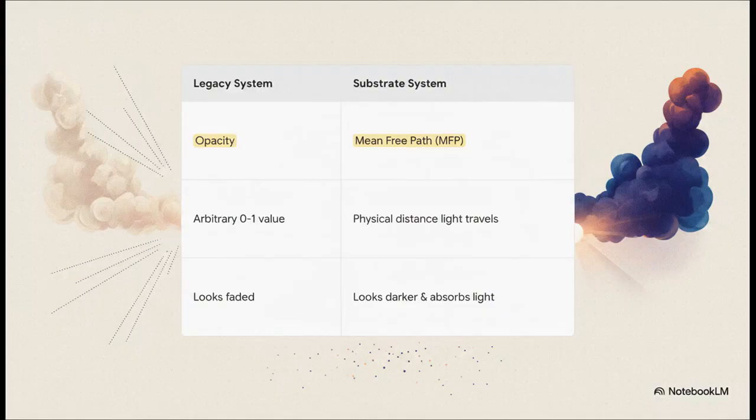This comparison really shows the jump. In the old system, if you wanted to make smoke thicker, you basically just made it less see-through. It would just kind of fade out. But with substrate's mean free path, which is a real physical value, thicker smoke actually absorbs more light and gets darker, just like it would in the real world. This is what lets you get that realistic self-shadowing and that truly volumetric feel.